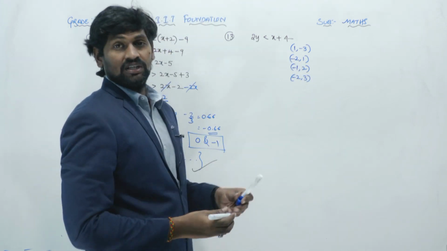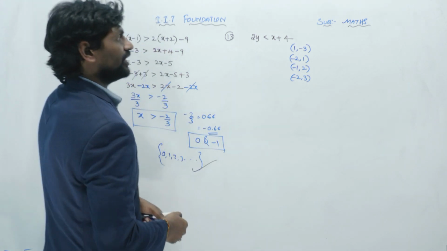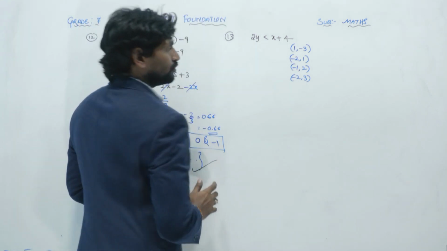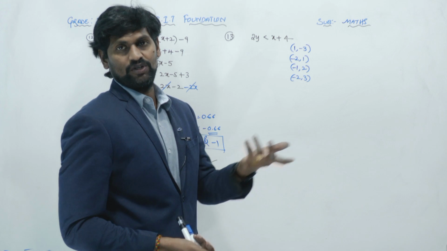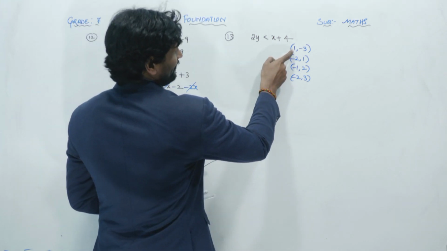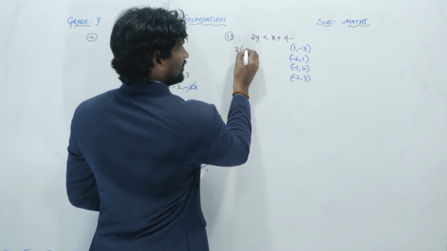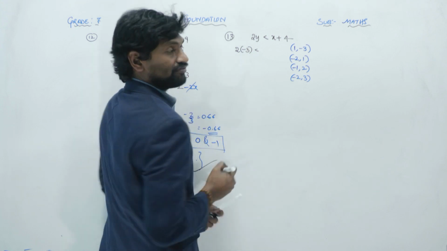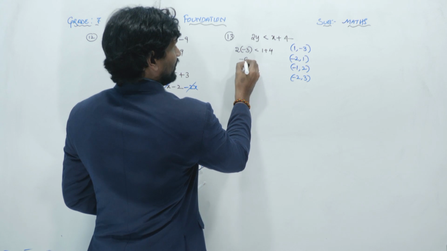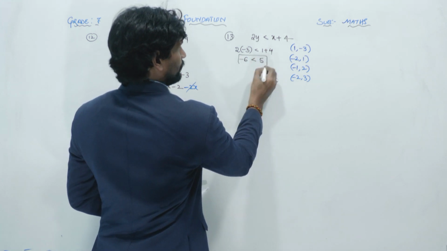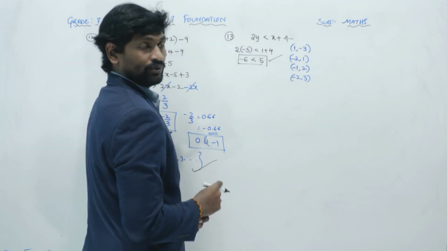Try to substitute them one by one in the given inequality. In a given point, the first value always represents the x coordinate and the second value represents the y coordinate. Here x value is 1, y value is minus 3. Let us check: 2 into minus 3 is minus 6, which is less than 1 plus 4, that is 5. It is satisfying. Let us go on to the second one.